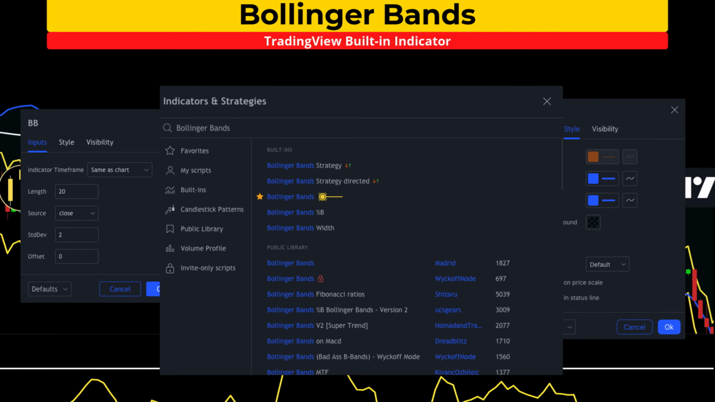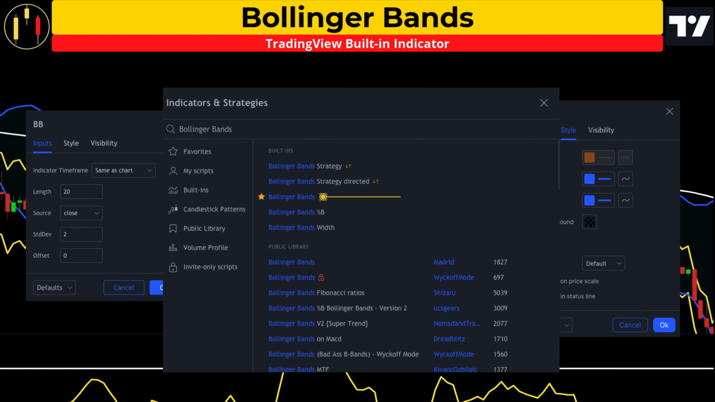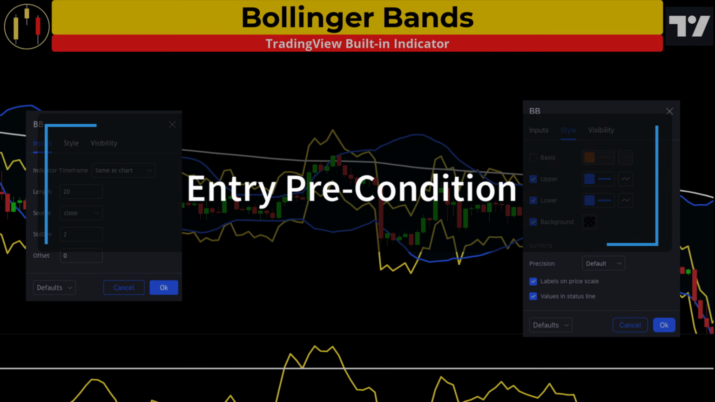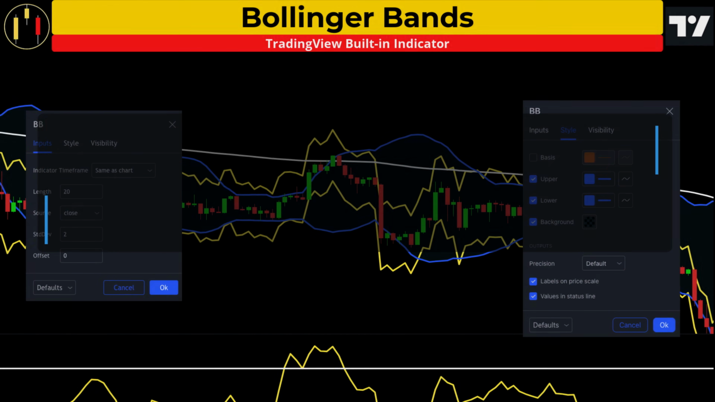The second free TradingView indicator is Bollinger Bands. Inputs will be kept at default, and I'm going to remove the basis line. Bollinger Bands are envelopes plotted at a standard deviation level above and below a simple moving average of the price. Because the distance of the bands is based on the standard deviation, they adjust to volatility swings in the underlying instrument. This study will provide a precondition for entry.